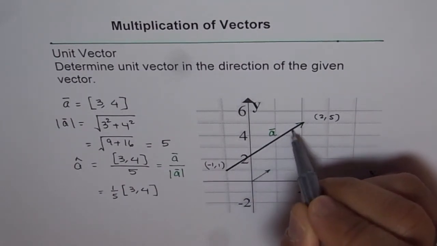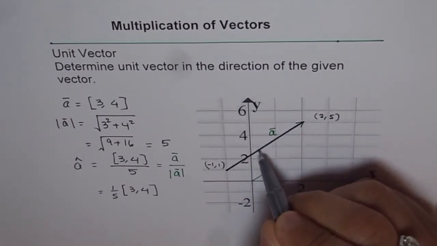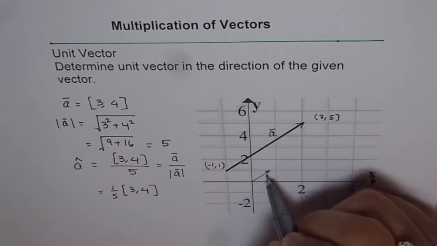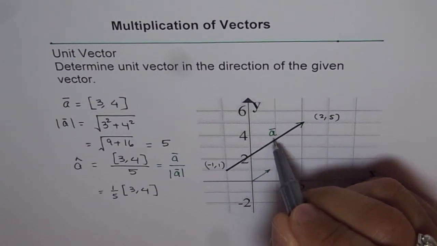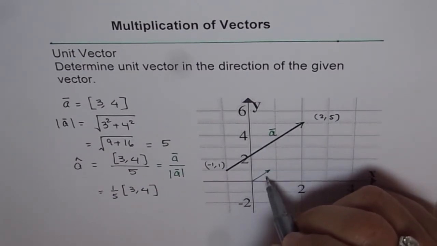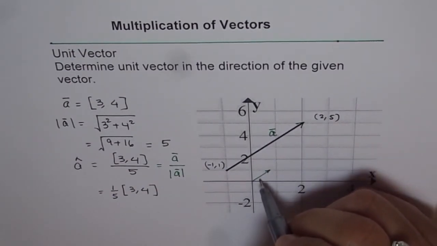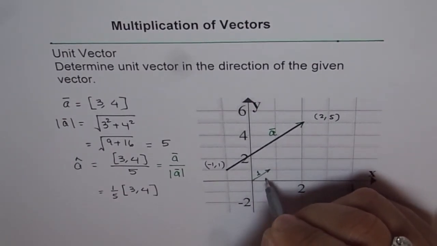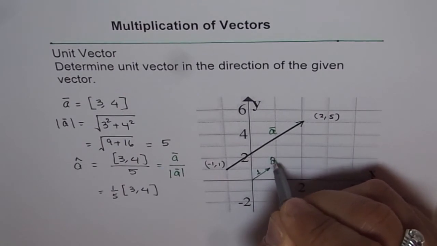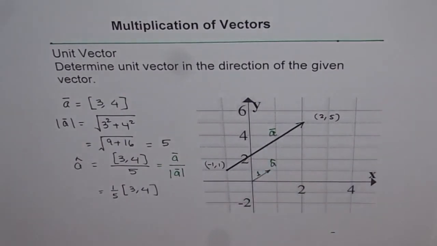It's in the same direction, and the length of this vector is 1/5 of this, right? 5 is the length of this vector, 1/5 is this. So 5 divided by 5 is 1. So this magnitude is 1 for us, and that is my unit vector for the given vector. That is how you can find the unit vector for any given vector, correct? I hope you understand and appreciate it. Thanks and all the best.